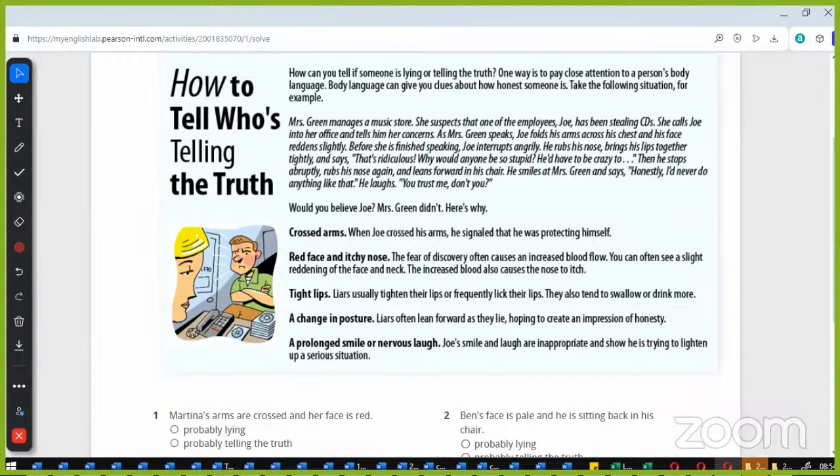Joe's smile and laugh are inappropriate and show he's trying to lighten up a serious situation.